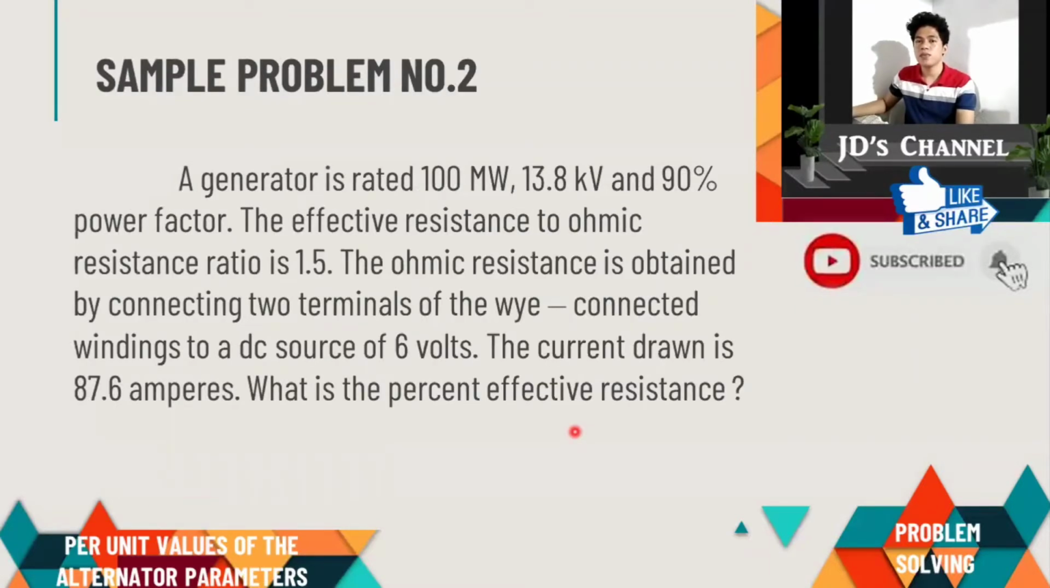Sample problem number 2. A generator is rated 100 megawatt, 13.8 kV, and 90% power factor. The effective resistance to ohmic resistance ratio is 1.5. The ohmic resistance is obtained by connecting two terminals of Y-connected windings to a DC source of 6 volts. The current drawn is 87.6 amperes.